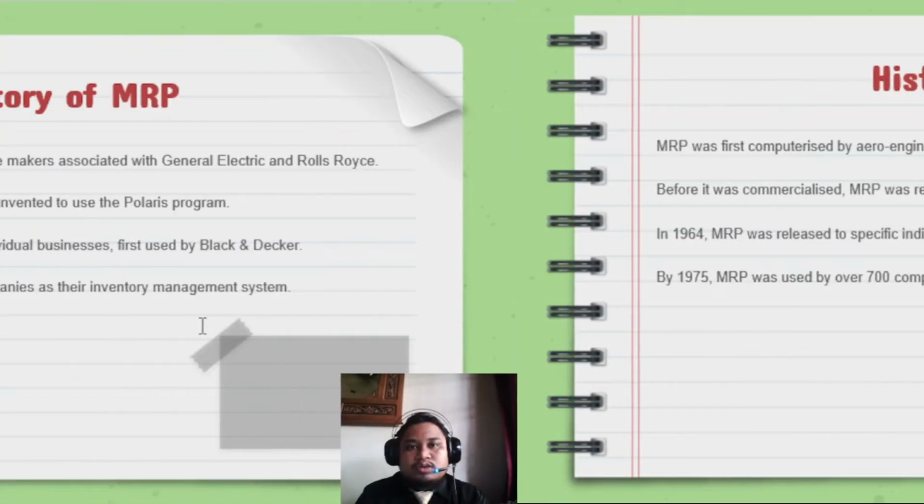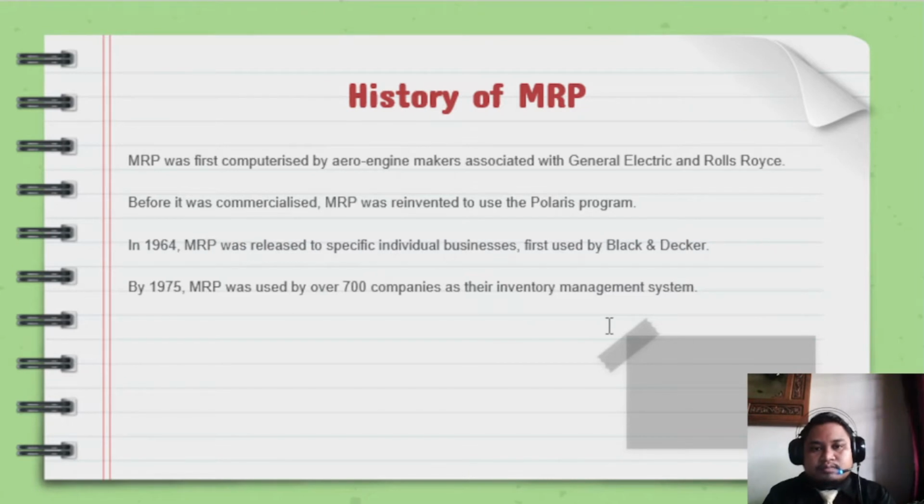So now we will go to the history of MRP. Before the companies started to use MRP for the manufacturing process, we used reorder quantity or reorder point that focused on economic order quantity. Then we started to use MRP for our inventory management systems. So MRP was first computerized by aero engine makers associated with General Electric and Rolls-Royce in the early 1950s. However, it was first commercialized in 1964.